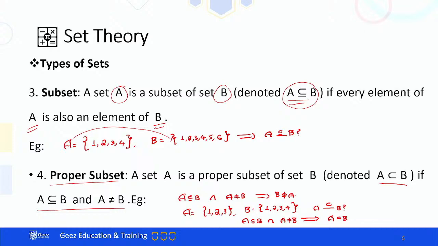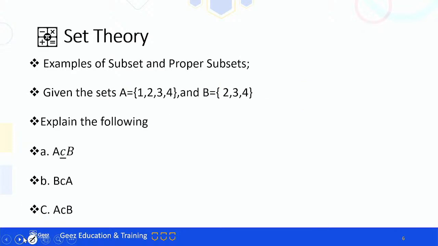Okay, good. Now let's proceed to the other types of examples related to subsets and proper subsets. So you have set A with these elements and set B with these elements, and you are asked to find or to explain more about A, whether A is a subset of B, whether B is a proper subset of A, whether A is a proper subset of B. So what do you think? I will proceed one by one.